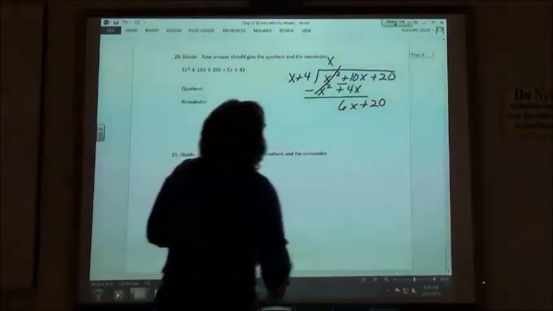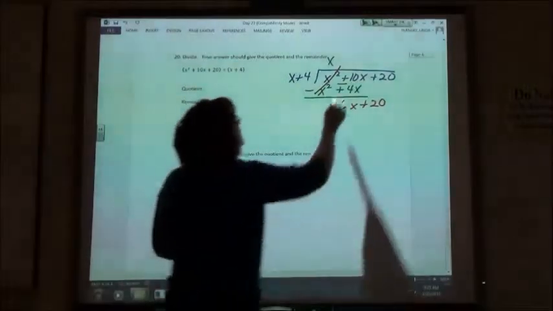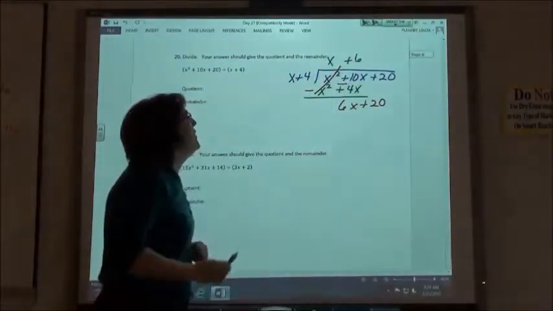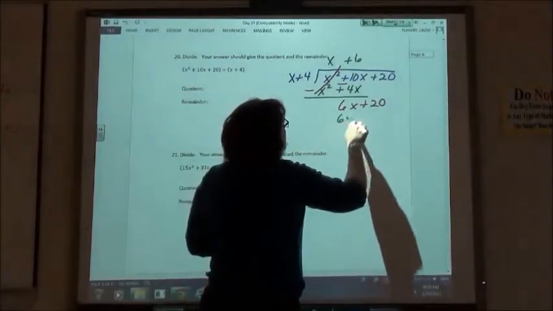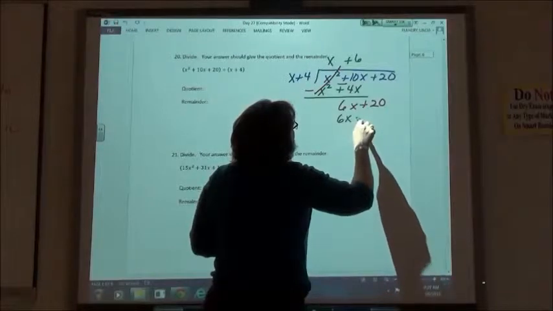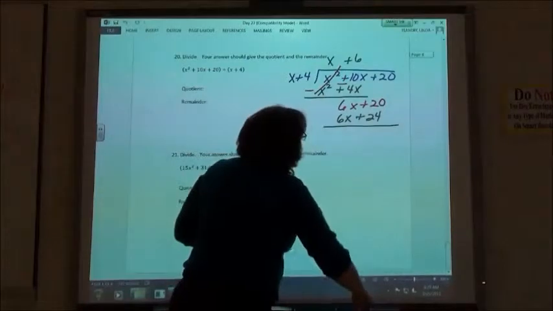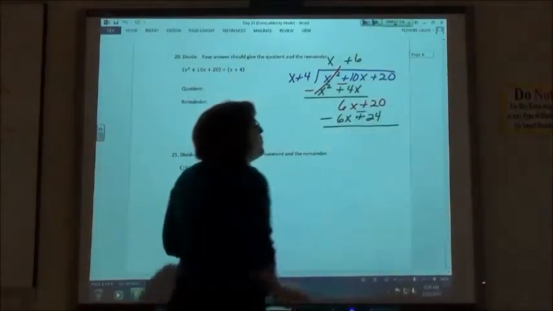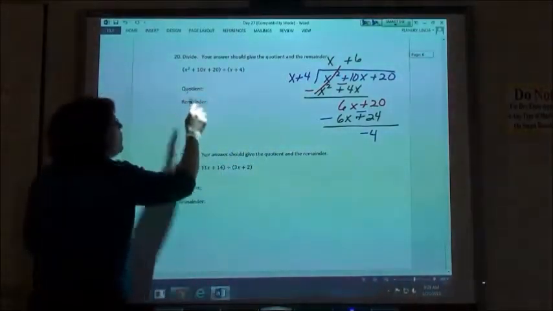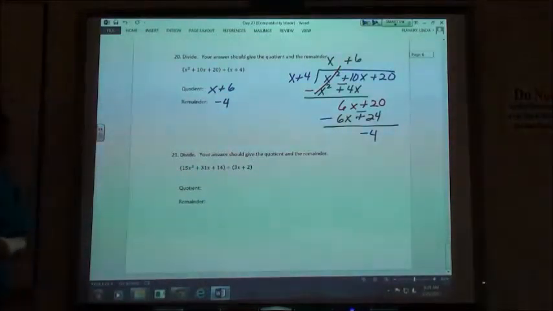And then I'm going to repeat that. x times what would give me 6x? Just a 6, a plus 6 up there then. So multiplying that out, I would get 6x plus 24. I then have to subtract, and so my remainder is going to be negative 4. So my quotient is x plus 6, my remainder negative 4.